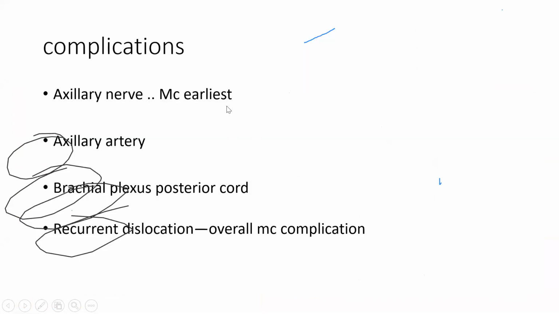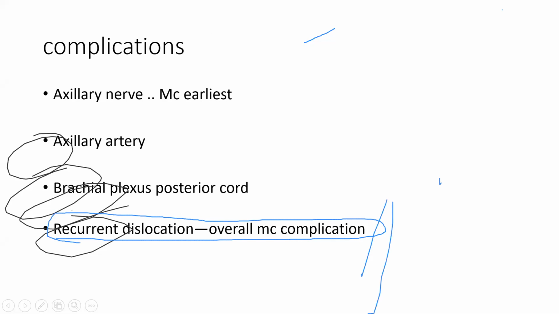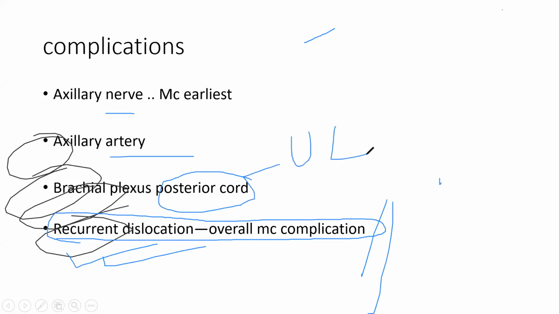Complications are many: nerve and artery injuries, obviously. But the most common is recurrent dislocation. I said this is the most commonly dislocated joint, and it is most commonly recurrent. Every time you do reduction, it will dislocate again. So recurrent dislocation is the most common complication. Other than that, there are the axillary nerve and artery, then the brachial plexus, the posterior cord. In the posterior cord, I think the mnemonic is ulnar, in which there is the axillary nerve.